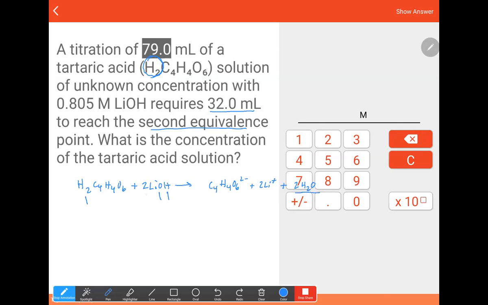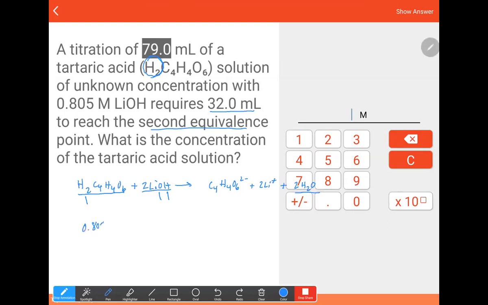So what this shows us is that we have a 2-to-1 ratio. So we're going to need that when we do our mole calculations, because to find the concentration, we know the volume, we need molarity, which is moles per liter. So that's what we're missing, is how many moles are involved in this titration. So let's figure it out. Let's figure out how many moles of lithium hydroxide were required.